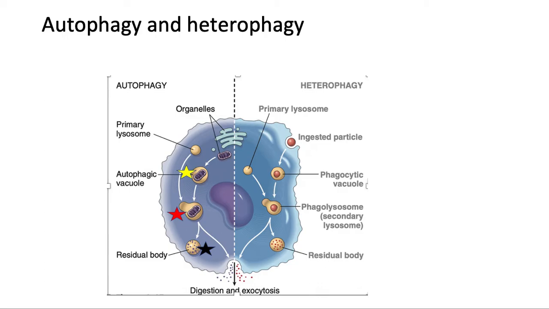The vacuole fuses with lysosomes to form an autophagolysosome, shown by the red star, and the cellular components are digested by lysosomal enzymes. Lysosomes with undigested debris may persist within cells as residual bodies shown by the black star on this figure.